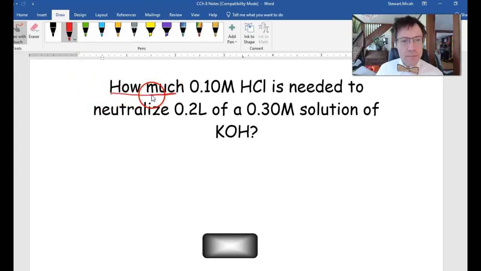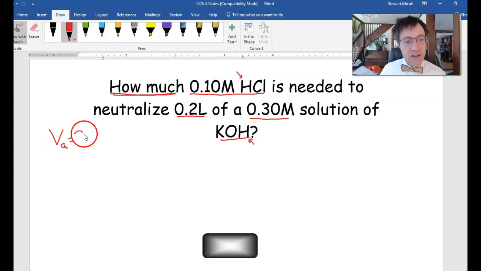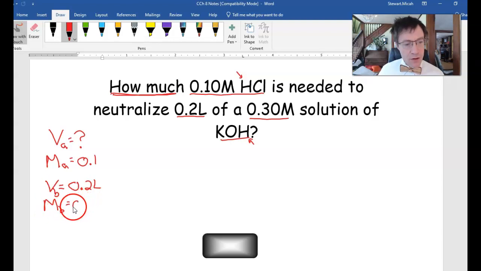How much volume of 0.1 molar HCl is needed to neutralize 2 liters of 3 molar KOH? Nice. I've got an acid, I've got a base, monoprotic, monohydroxyl. So how much acid? That means the volume of my acid is my question mark. The molarity of my acid is 0.1. The volume of my base is 0.2 liters. And the molarity of my base is 0.3.